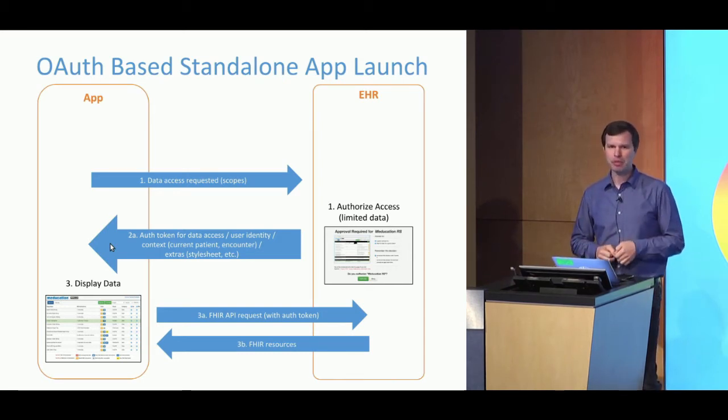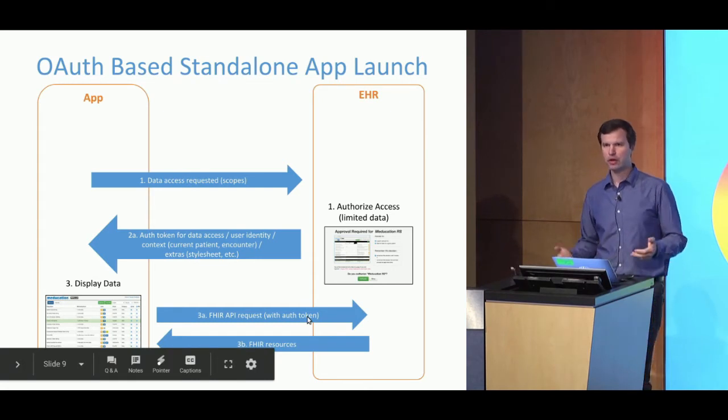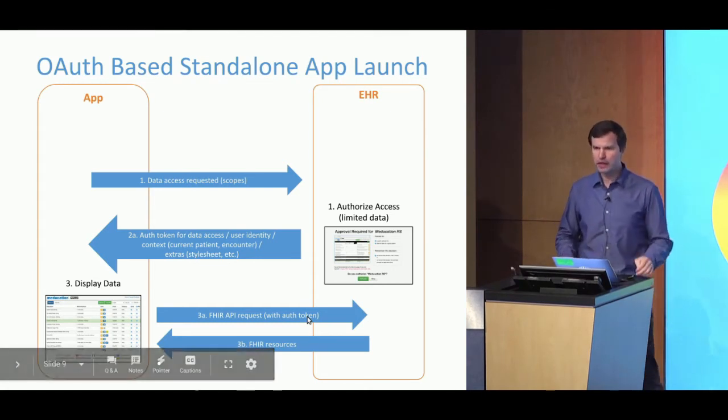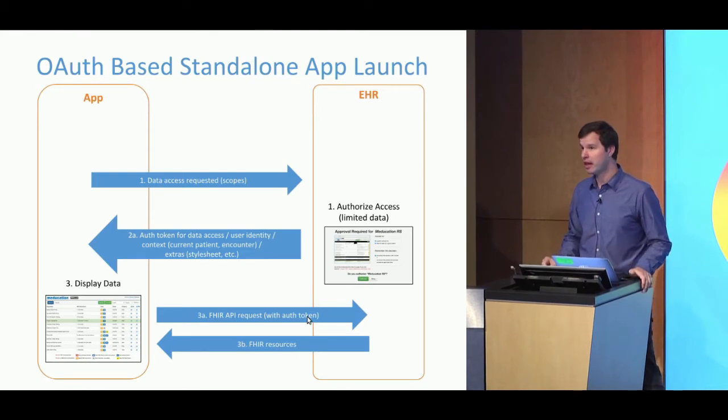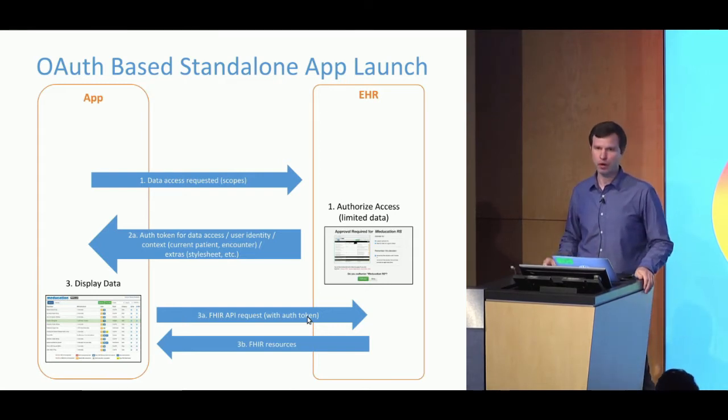At that point, the app is able to get an access token, and then it can use that access token here in step 3 to fetch clinical data using FHIR. So that's what we call the standalone launch. It's particularly relevant for patient-facing apps, like Apple Health Records is a good example of an app that you can launch on your phone today using this workflow.